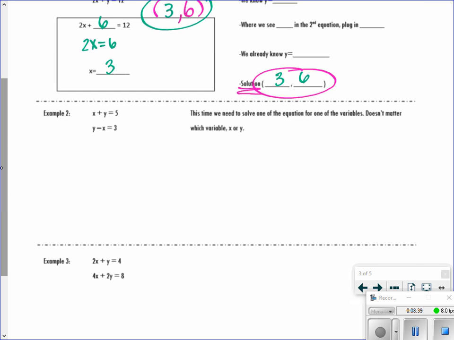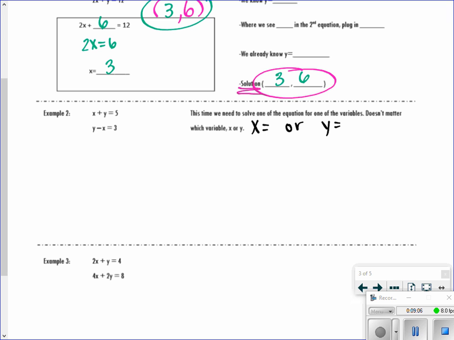Examples like this one, example 2. To be able to substitute, you have to have one of the letters by itself. You have to have an equation that says x equals, or you have to have an equation that says y equals. One of your equations has to be set up like that. Example 2 doesn't have that. So that is an added step before you're allowed to substitute. Get one of the letters by itself.